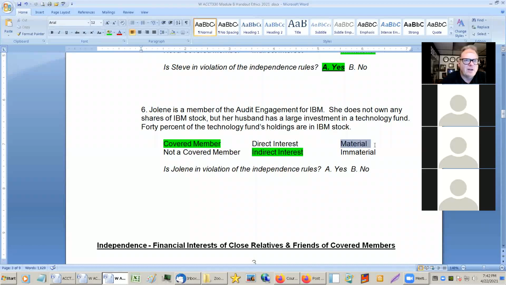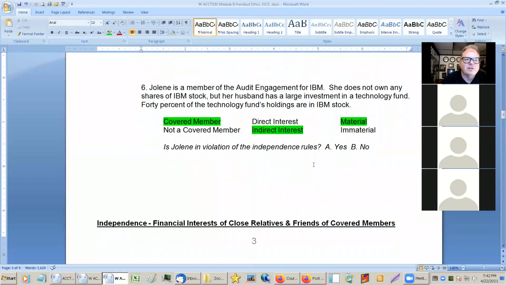If you're wondering whether it's material or not, think about whether IBM having a good year or a bad year would affect the fund. And 40% is quite a bit. So yes, it's in violation, because it's an indirect interest, but it's material. Now, if it was immaterial, then it would be fine. If instead of 40% it was 4% or something, it's possible it could be.